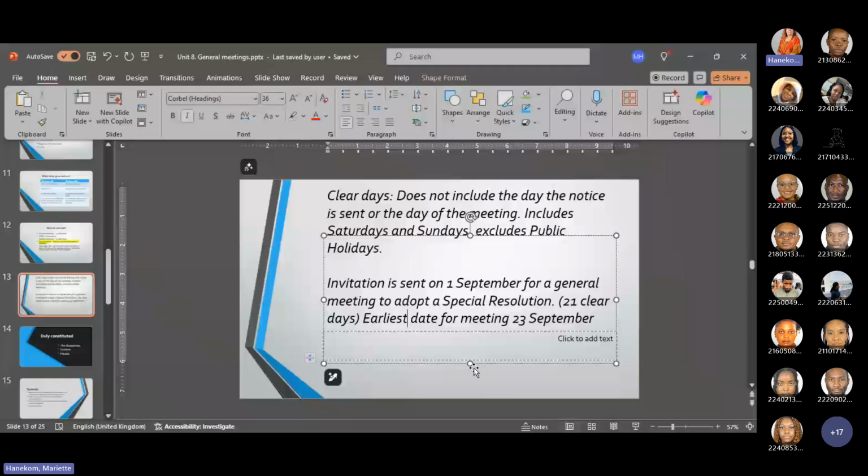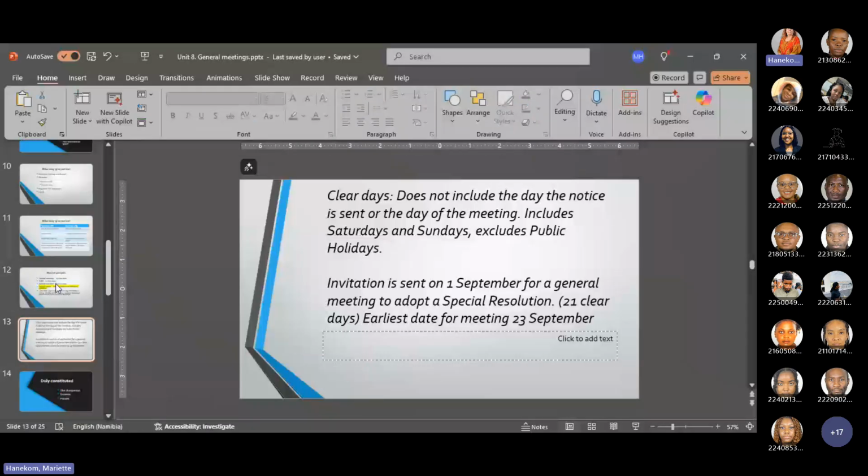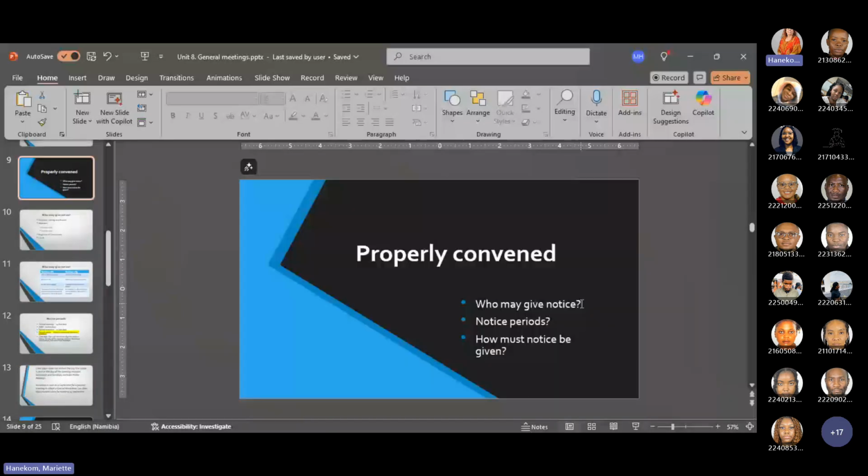So for the meeting to be properly convened, you need to check that the notice was sent by the correct persons, so either the board of directors or a member or members meeting the requirements of section 188 or section 189. You have to check that the correct notice period was given, that there are enough days. And then how must the notice be given? Notices of meetings must be given in writing. That's easy to remember. But if I tell you that the secretary telephoned the members, their notice was not properly given. Notice must always be in writing.